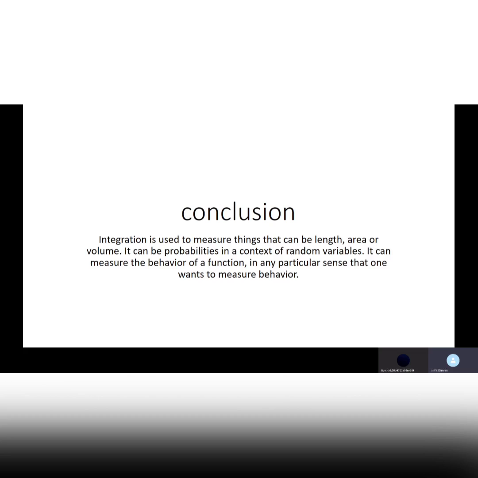So for the conclusion, integration is used to measure things that can be length, area, or volume. It can be probabilities in the context of a random variable. It can measure the behavior of a function in any particular sense that one wants to measure behavior. This method can help in real life, and it also can help in any chapter.